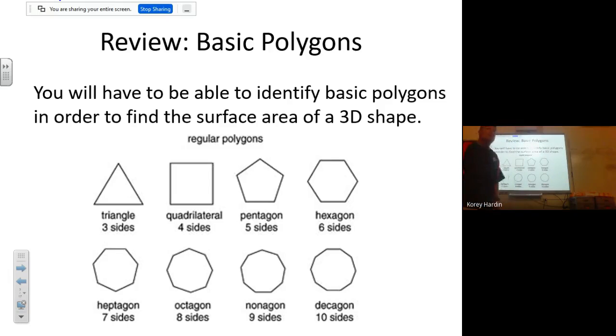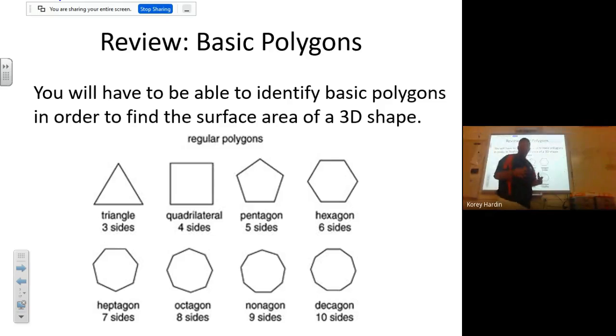And it's all about the number of sides and vertices you have. Remember, your sides are going to equal your vertices in these shapes. You're going to have the same amount for both. A triangle has 3 sides, quadrilateral 4 sides, pentagon 5 sides, hexagon 6 sides, heptagon 7 sides, octagon 8 sides, nonagon 9 sides, and decagon 10 sides, okay?